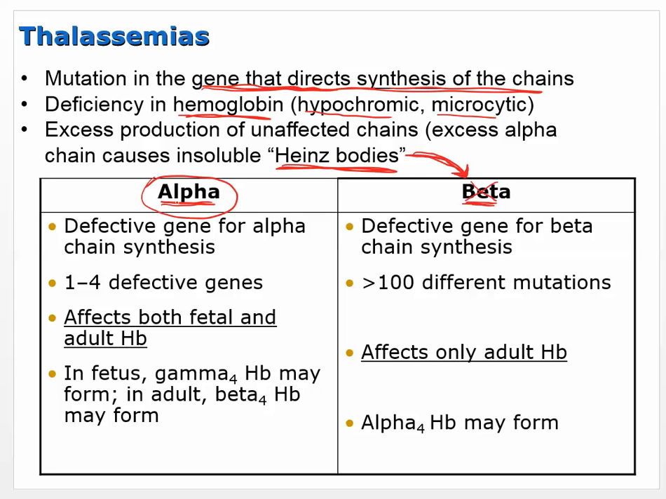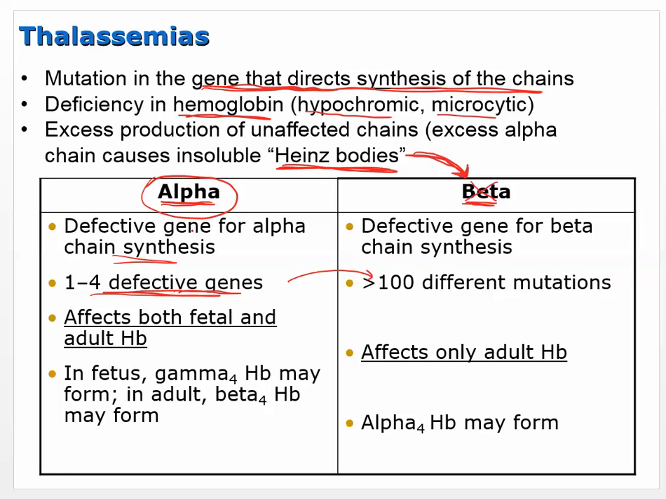Okay, so just quickly, alpha is a defective gene for alpha chain synthesis. It can be 1 to 4 defective genes. For both of these, over 100 different mutations have been identified. Alpha is 1 to 4 defective genes, so it's not just one thing that we identify. It's, in general, an inability to produce these chains, or an inhibition in chain production. It slows the chain, and if we have different types of mutations, it's going to vary in severity.